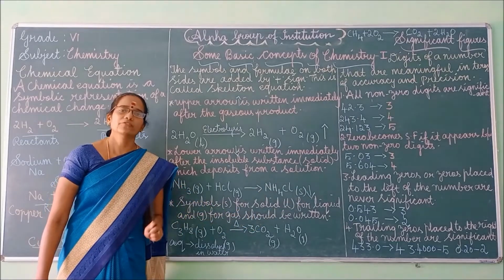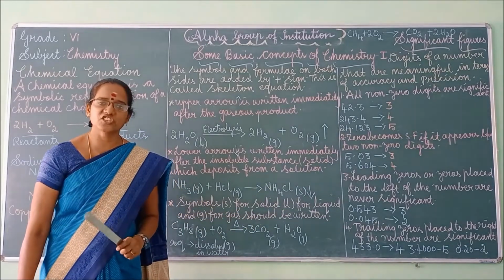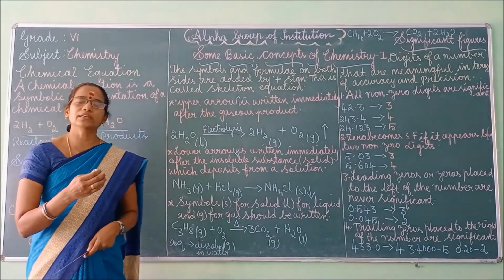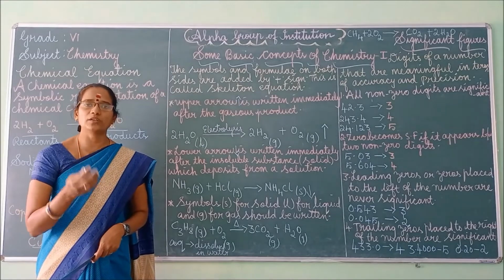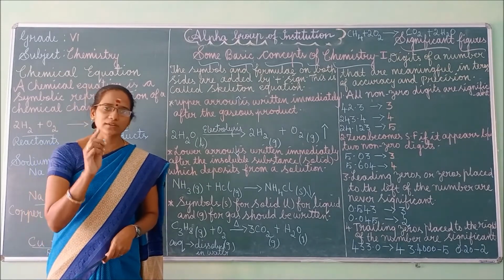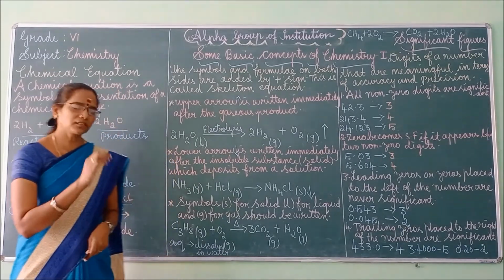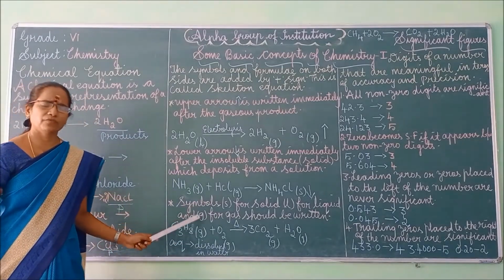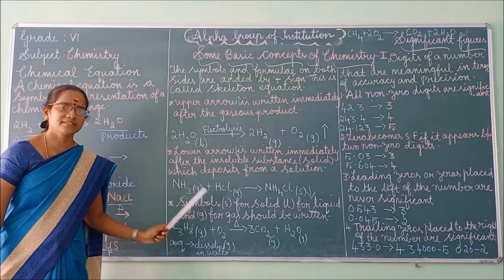First point, after getting the product, if it is gaseous substance, means we have to put the upper arrow, and if the product is insoluble substance, solid, means we have to put the lower arrow. That is the second point, right? Next, the third rule is what we have to do? Symbols. Okay, we have to write the symbols.